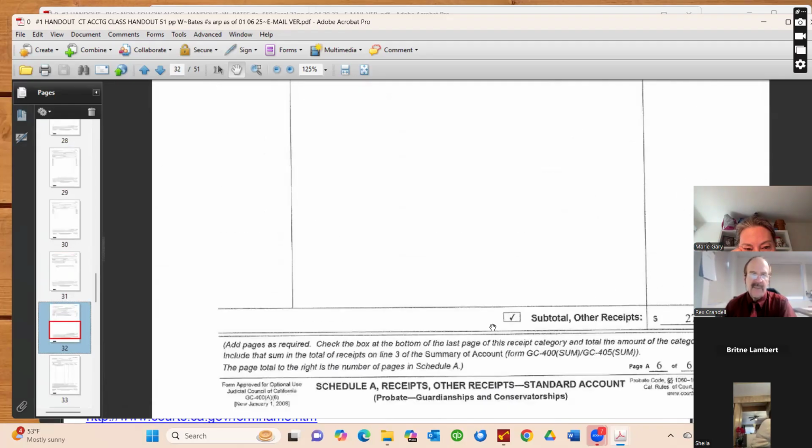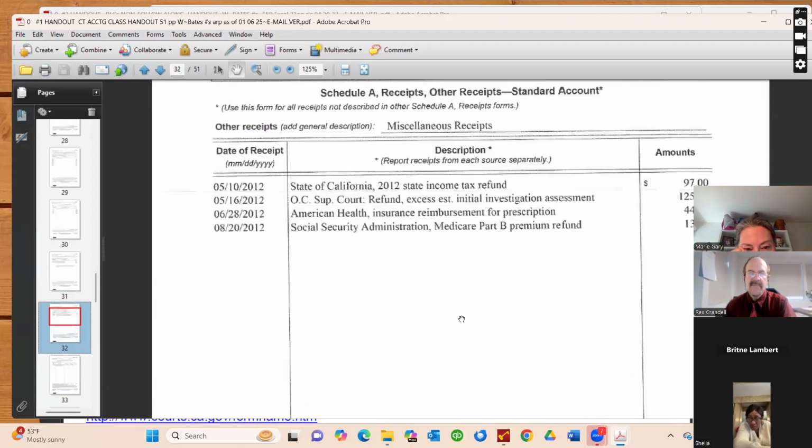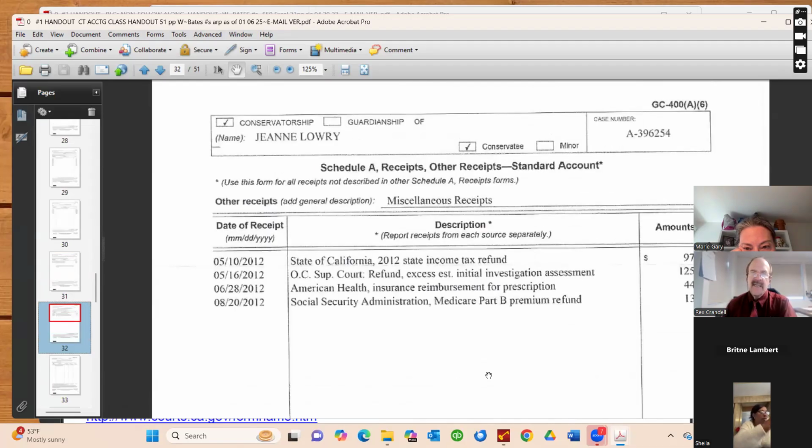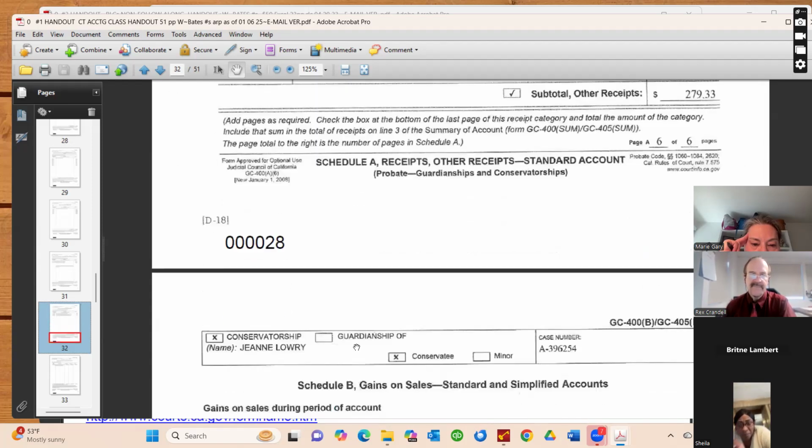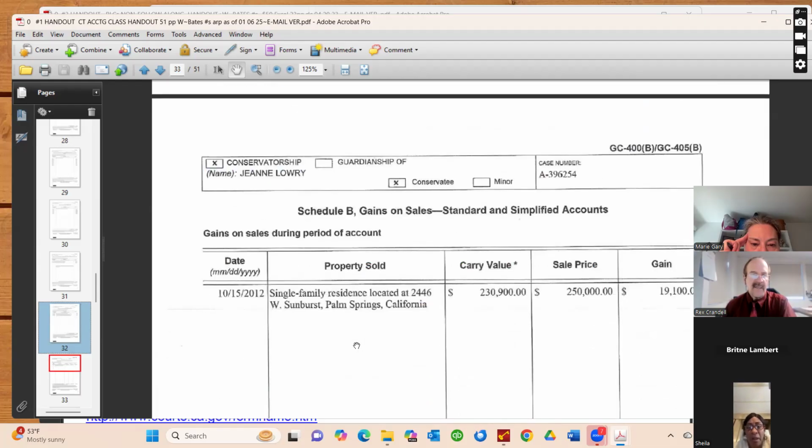Then we get to line 28 or page 28, receipts. This is miscellaneous. Anything else that you haven't found a form for, just list it here. State tax refund, health insurance refund, different things, just any miscellaneous item. 28.